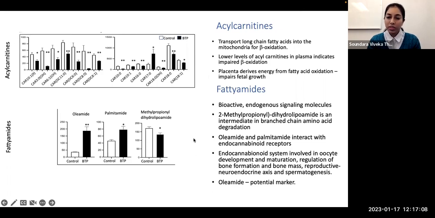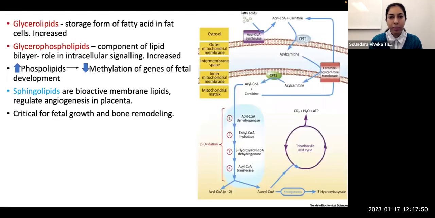Among the other classifications of fatty acyls are the fatty amides, which are bioactive endogenous signaling molecules. So oleamide and palmitamide are both part of the endocannabinoid receptor system. The endocannabinoid receptors have pleiotropic roles with respect to fetal development, and they are involved in oocyte development and maturation, regulation of bone formation, and also regulation of the reproductive neuroendocrine axis. The other fatty amide here, which is decreased in the biosolid group, is an intermediate in the branched-chain amino acid degradation, which we'll see in detail subsequently.